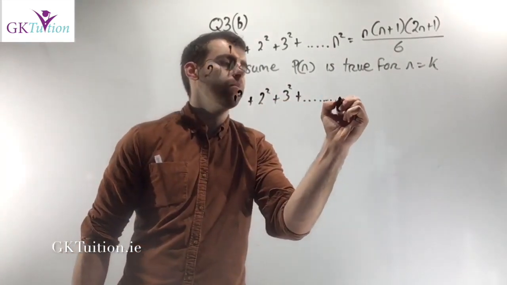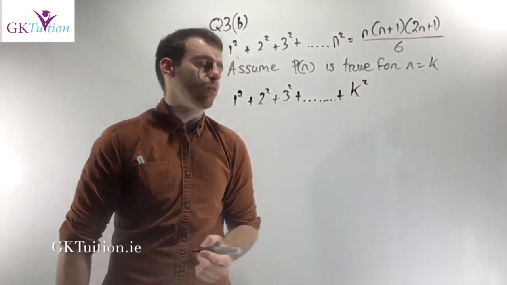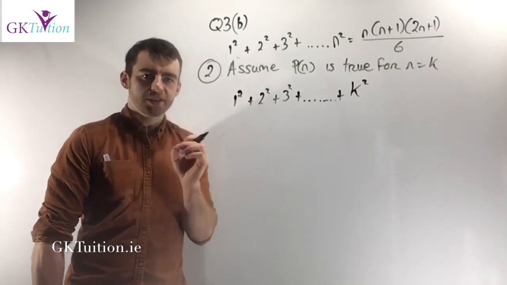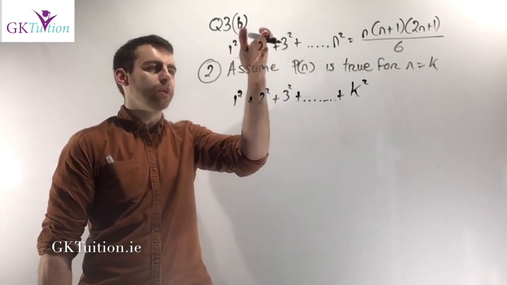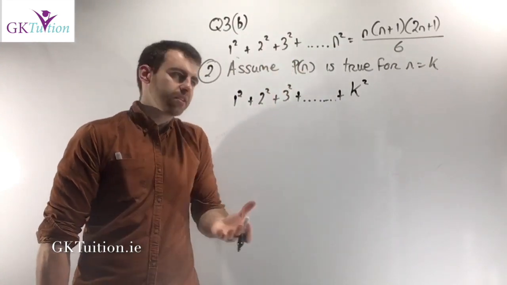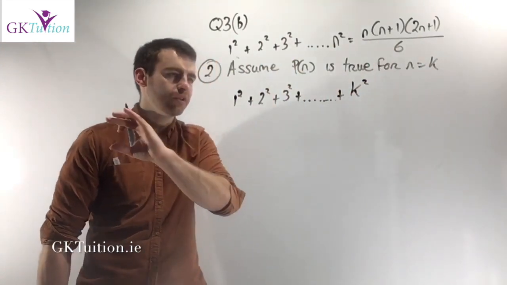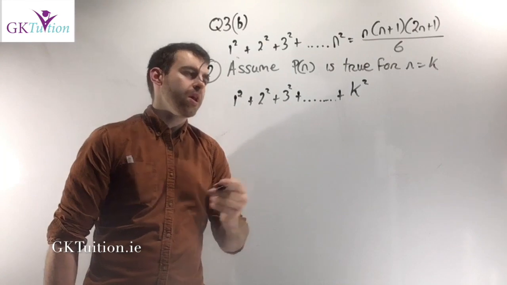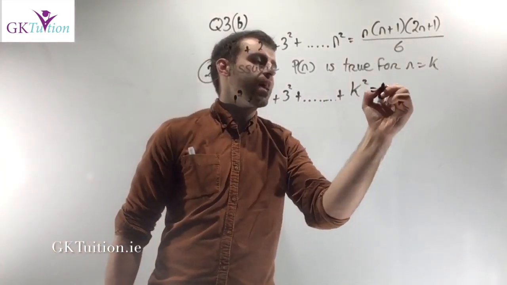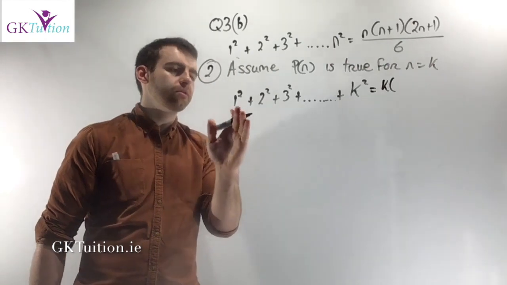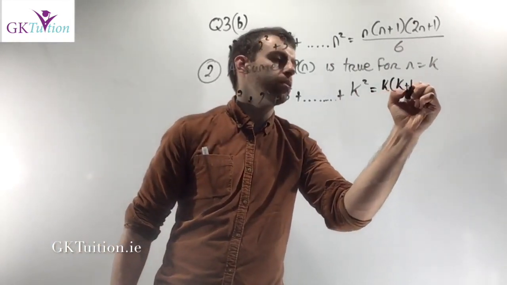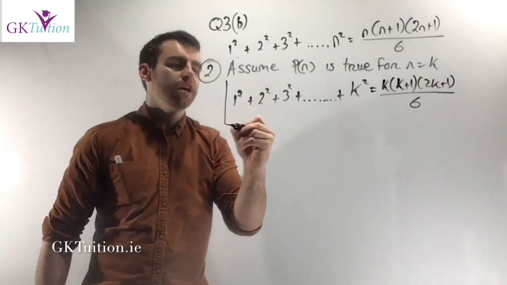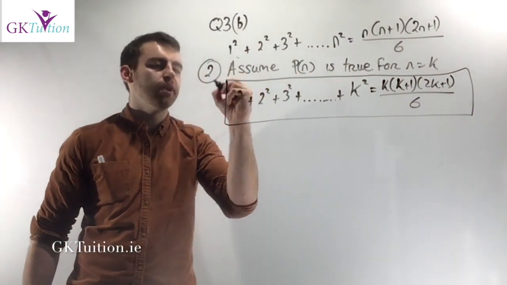I don't know how many terms are in the middle, but I know that the last one is going to be k squared. The last term, I'm just going to sub in, instead of n, a k. In the question that was given, n is your unknown. It's 1 squared, 2 squared, 3 squared, the whole way up to n squared. This time, instead of n, I'm putting in a k. So I literally just rewrite the left-hand side exactly as it was, except instead of an n, I put in a k. And on the right-hand side, everywhere there's an n, I'm going to put in a k. I'm going to assume that all of this is equal to k times k plus 1 times 2k plus 1, divided by 6. And that's my assumption, highlighted because it's impossible to finish the question without coming back to there.